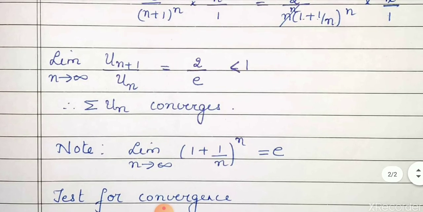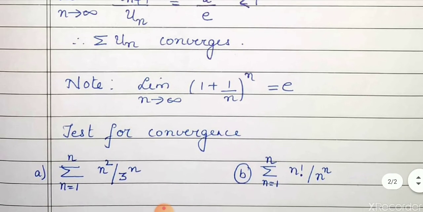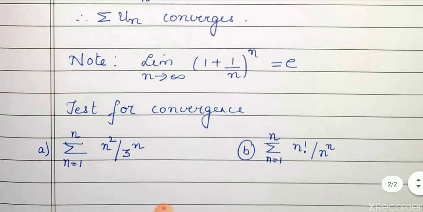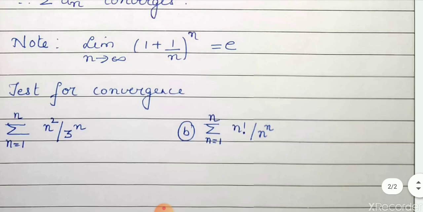So as per D'Alembert's ratio test, sigma un converges. Now you can try in the same line these next 2 examples and check whether they are convergent or divergent.